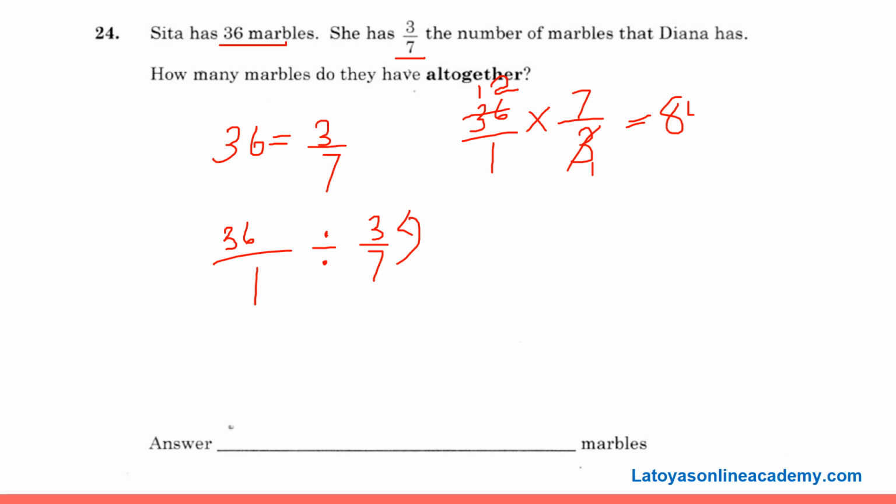So this means that Diana has 84 marbles, and they want to know how much they have all together. So it means that we have to add our 36 and 84. Alright, 36 and 84. Let's add. 6 plus 4 is 10. Cross it out, 0, put the 1 on the inside. 8 plus 3 is 11, and 1 is 12. Right, so they have a total of 120 marbles.